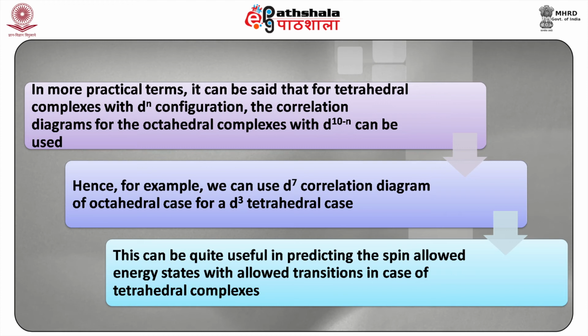In more practical terms, it can be said that for tetrahedral complexes with Dn configuration, the correlation diagrams for the octahedral complexes with D10-n can be used. Hence, for example, we can use a D7 correlation diagram of the octahedral case for the D3 tetrahedral case. This can be quite useful in predicting the spin allowed energy states with allowed transitions in the case of tetrahedral complexes.